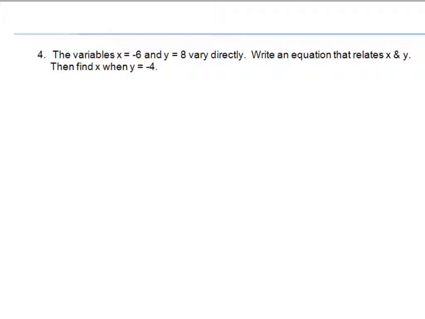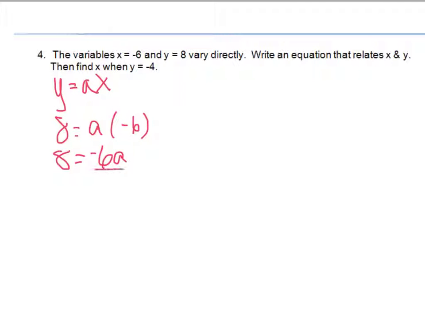Okay, next example is very similar. It says the variables x equals -6 and y equals 8 vary directly. Write an equation that relates x and y, then find x when y equals -4. Same thing as what we did last time. So we're going to plug our variables into the equation y equals a times x. All right, so I've got 8 equals a times -6. So 8 equals -6a. Didn't have to write out that step.